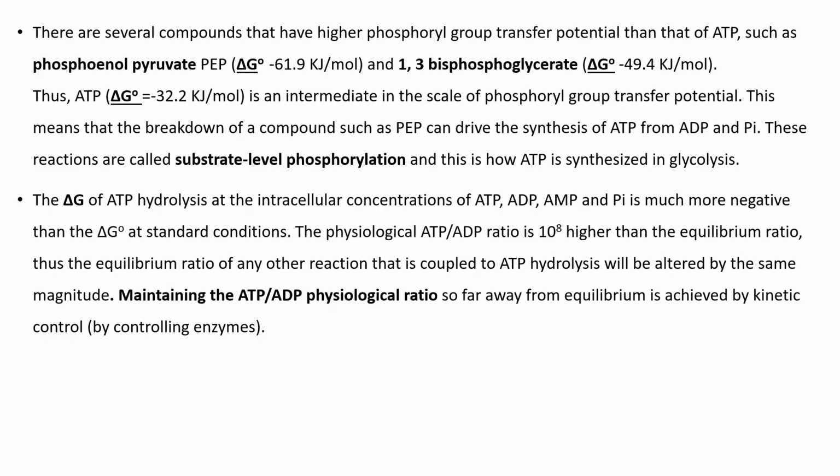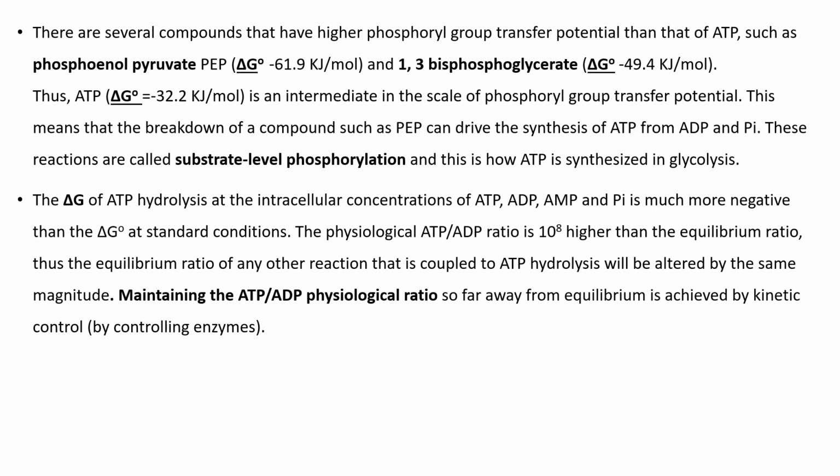There are several compounds that have higher phosphoryl group transfer potential than ATP, such as phosphoenolpyruvate and 1,3-bisphosphoglycerate. Thus, ATP is an intermediate in the scale of phosphoryl group transfer potential. This means that the breakdown of a compound such as phosphoenolpyruvate can drive the synthesis of ATP from ADP. These reactions are called substrate level phosphorylation, and this is how ATP is synthesized in glycolysis.